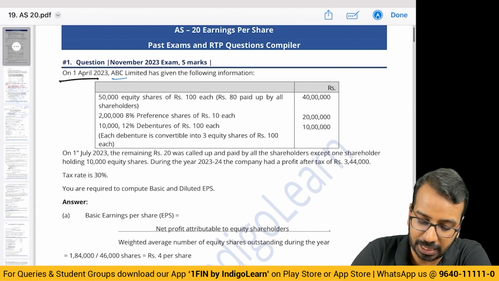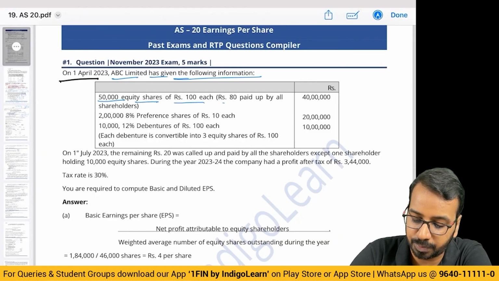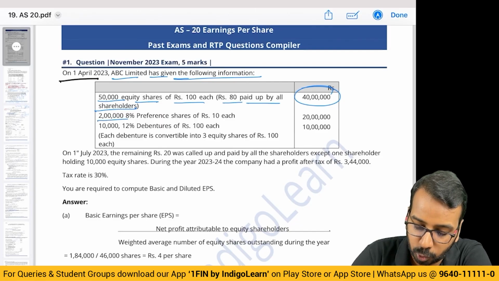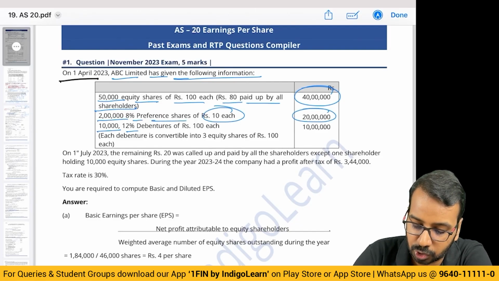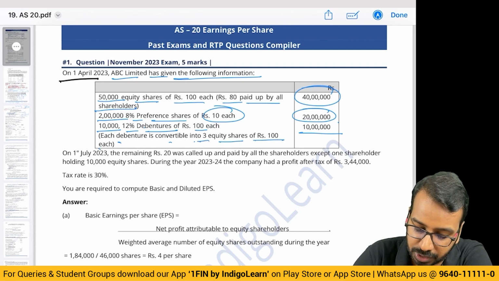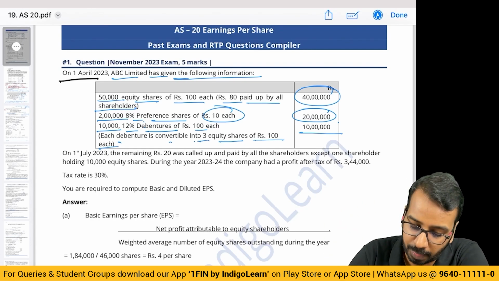On 1st of April, ABC has given the following information: 50,000 equity shares of 100 each, 80 paid up by all shareholders, 40 lakhs. 2 lakhs 8% preference shares of 10 each, 20 lakhs. 10,000 12% debentures of 100 each, 10 lakhs. This is the value of these. Each debenture is converted into 3 equity shares of rupees 100 each. Preference shares, they have not told anything, so we'll assume those are non-convertible.